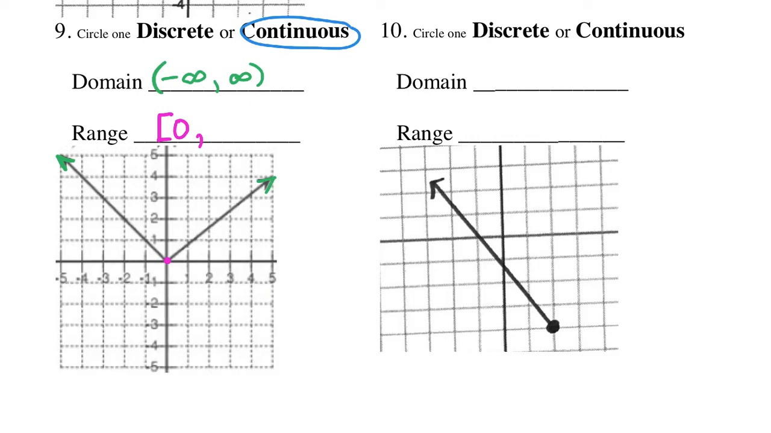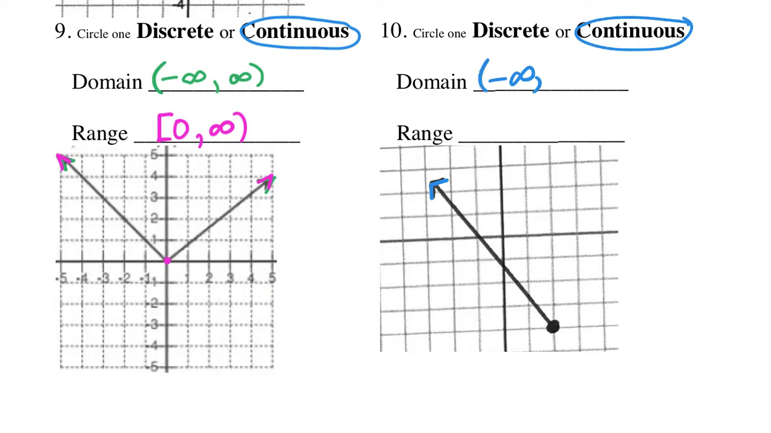The highest point on the graph is either this arrow or this arrow, but they're both infinite, so 0, infinity. Okay, for 10, continuous, because this is connected, it's actually a ray, but it's connected. Okay, domain, x, left to right. The furthest left is over here. This is a left arrow, negative infinity, parenthesis.